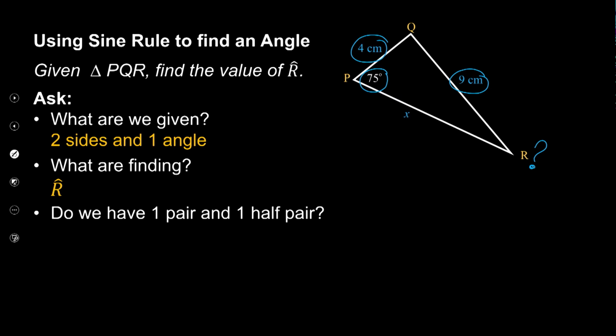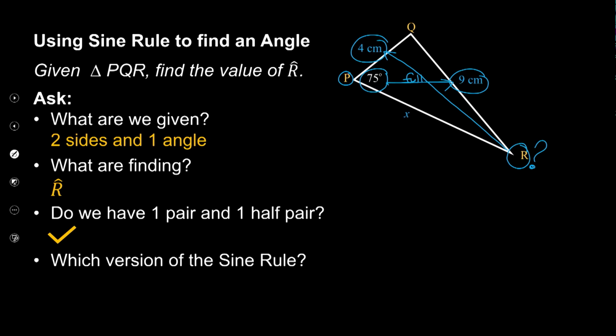Again, to use the sine rule, we need to have one full pair and one half pair. So let's see if we have a full pair. Our full pair is the P's. We've got angle P and we've got the side across it. So this is our full pair. And what is the half pair we have? We're looking for angle R. Do we have the side across R? Yes, we do. So we've ticked both those boxes. We've got our full pair and our half pair.